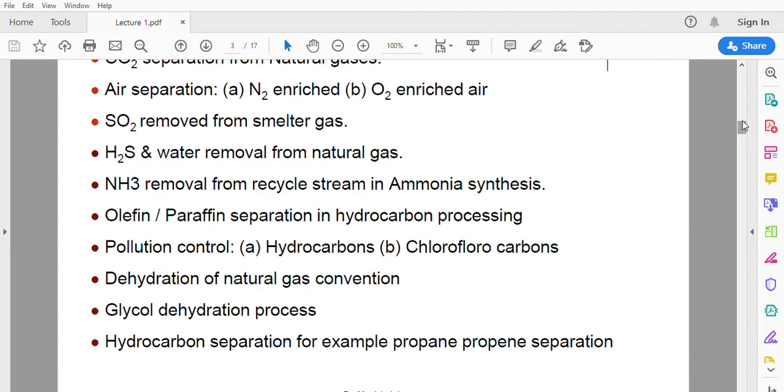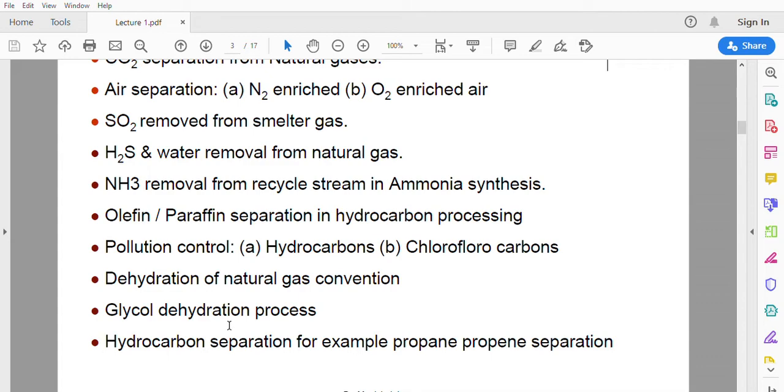We can also use this process for separation of hydrocarbons and chlorocarbons from the flue gases. If the flue gases or exhaust gases contain unburned hydrocarbons or chlorofluorocarbons, they can be separated out by using this process. Then there is dehydration of natural gas, which is a repeated step; we can remove the water from the natural gas, as I already told you. This process is also used for dehydration of glycol. When you produce glycol in the vapor phase, you can use gas separation to remove the water vapor from the glycol, because the molecular size of glycol and water vapor is very different.